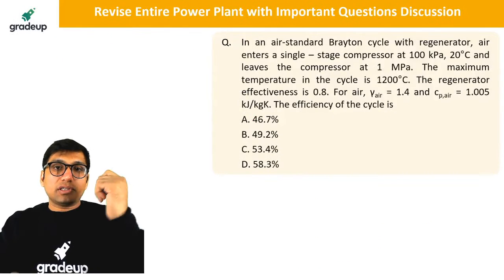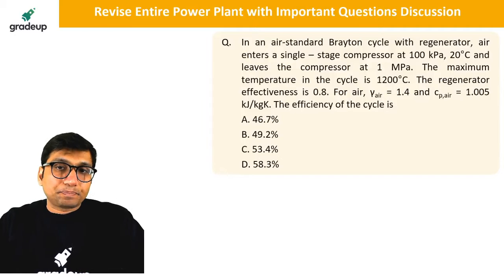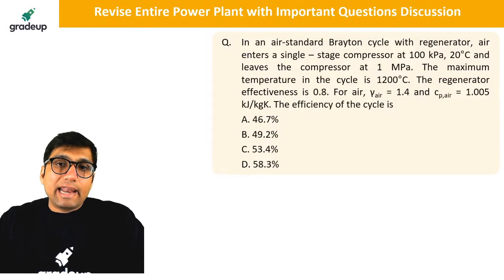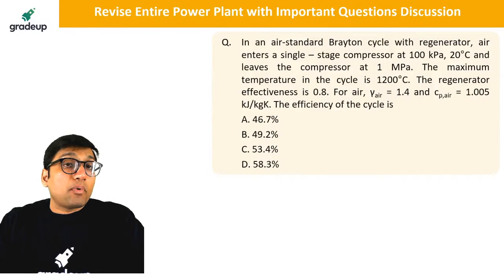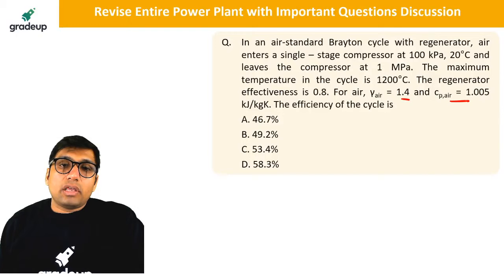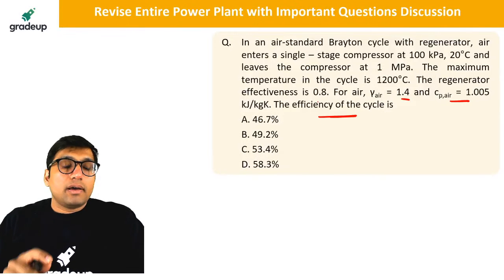Good. Next question: in an air standard cycle with regenerator, air enters a single stage compressor at 100 kilopascal and 20 degrees Celsius and leaves the compressor at 1 megapascal. The maximum temperature in the cycle is 1200 degrees Celsius. The regenerator effectiveness is 0.8. For air, gamma is given, Cp is also given. You have to find the efficiency of the cycle.